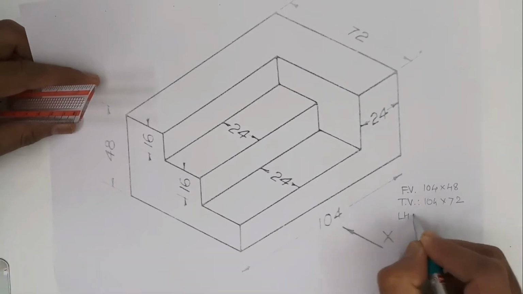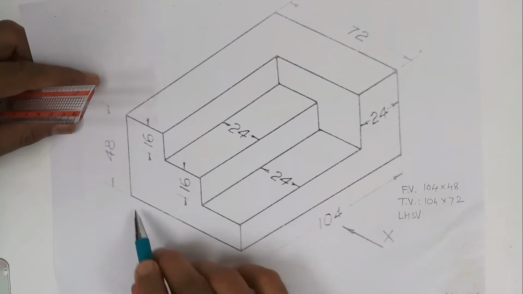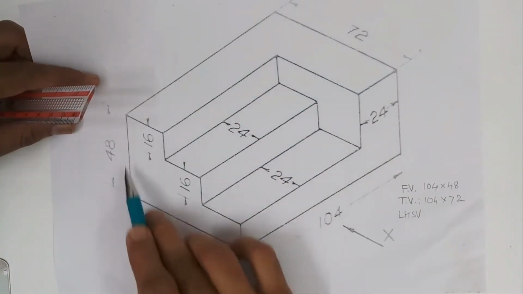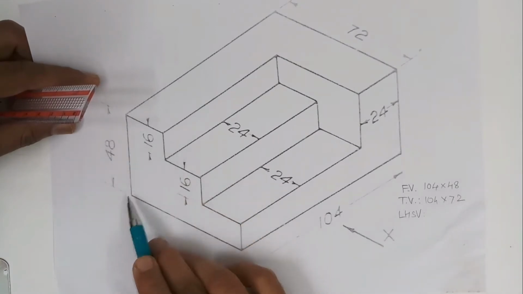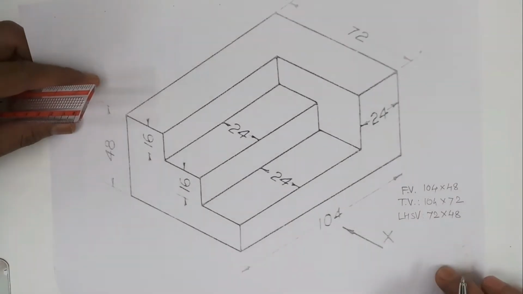And in left hand side view, when you look from this side, this dimension will be seen, which is given as 72 here, and the height will be seen, which is given as 48. So for left hand side view, 72 by 48. So let us construct these rectangles first.